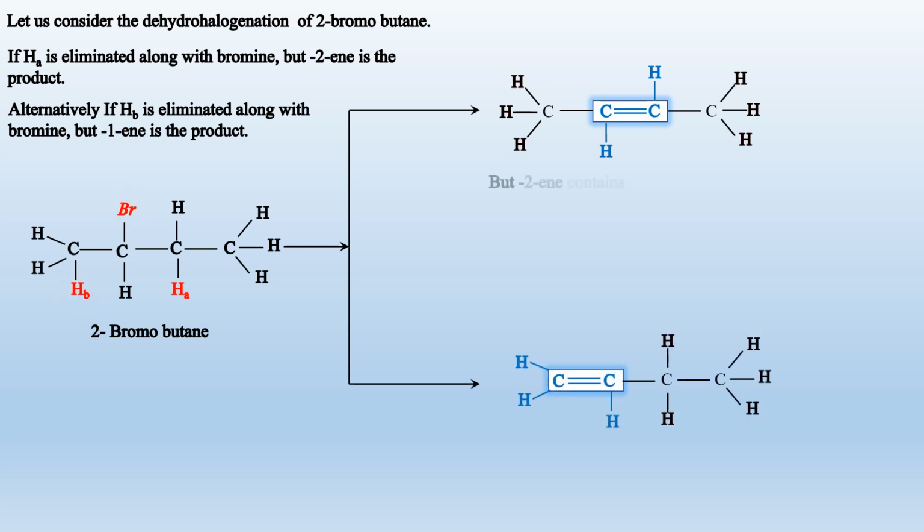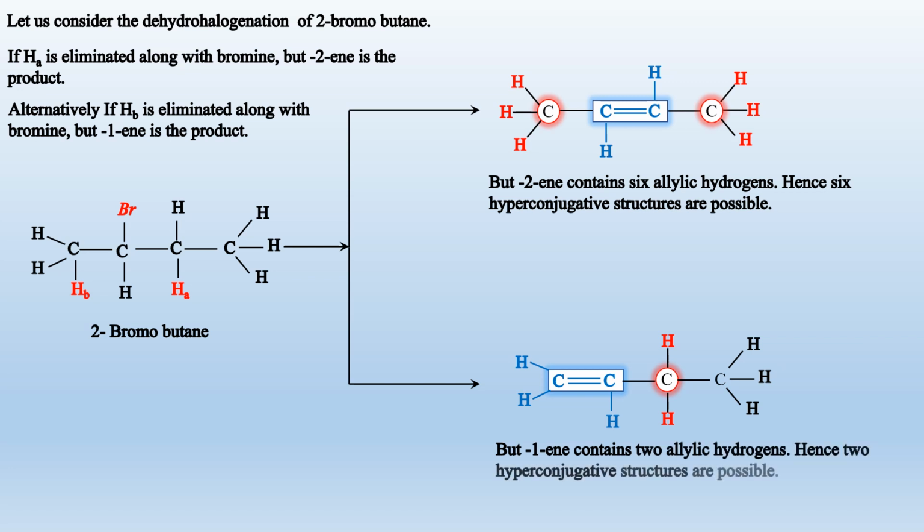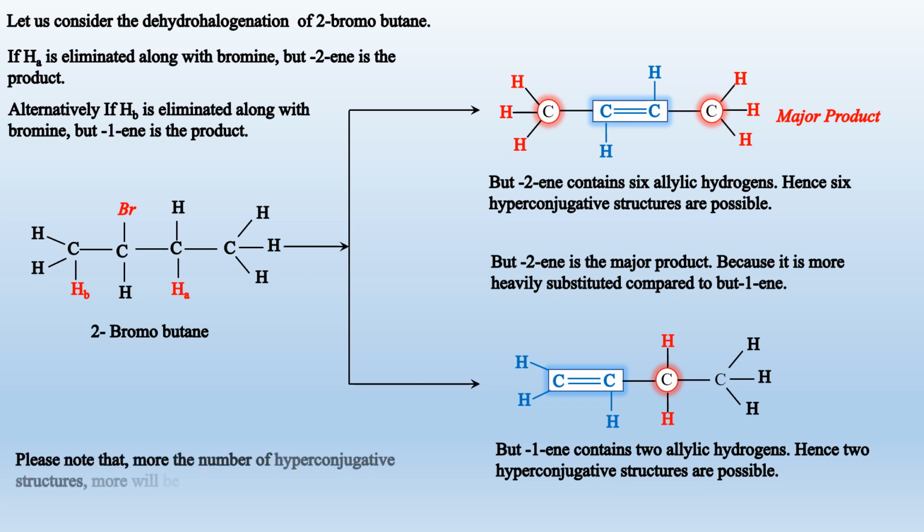But-2-ene contains 6 allylic hydrogens. Hence, 6 hyperconjugative structures are possible. But-1-ene contains 2 allylic hydrogens. Hence, 2 hyperconjugative structures are possible. But-2-ene is the major product because it is more heavily substituted compared to but-1-ene. Please note that more the number of hyperconjugative structures, more will be the stability.